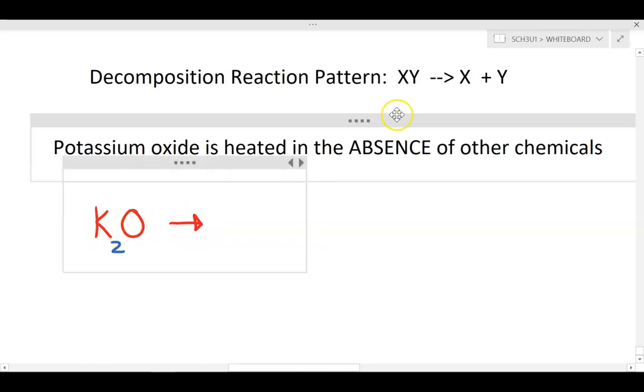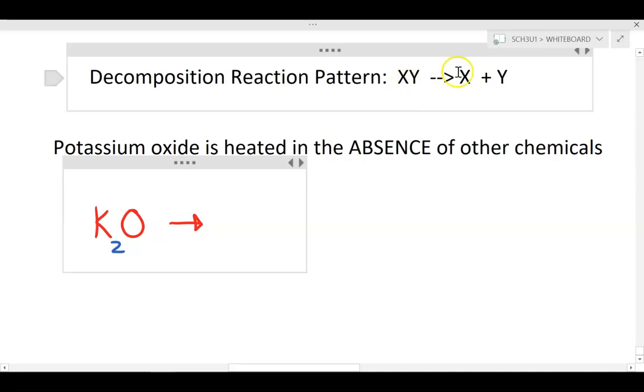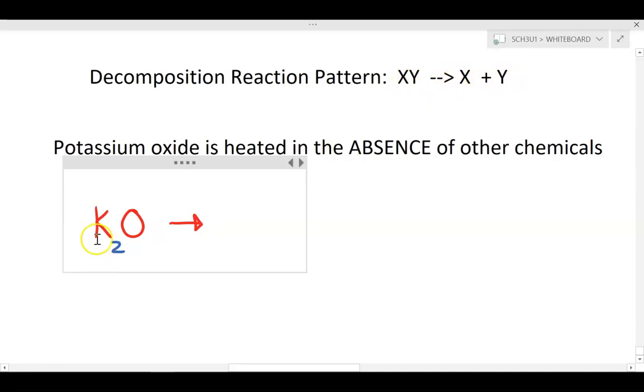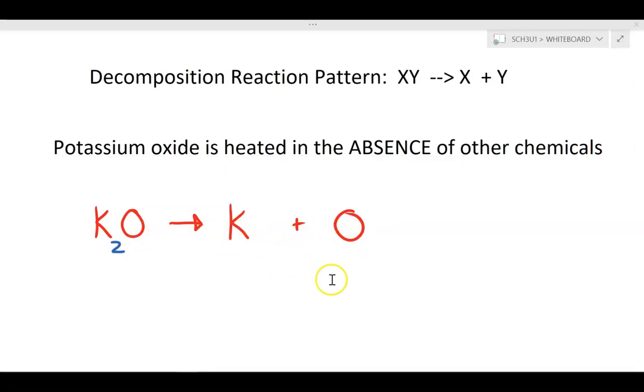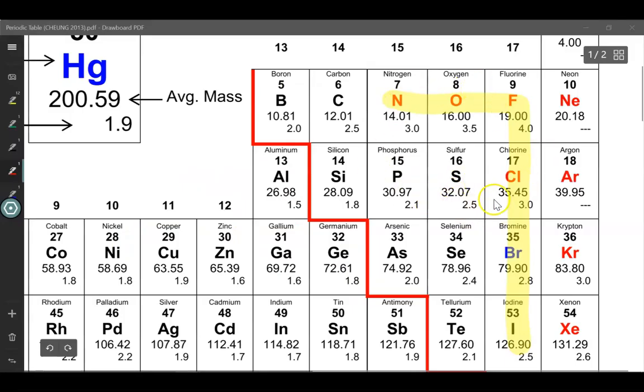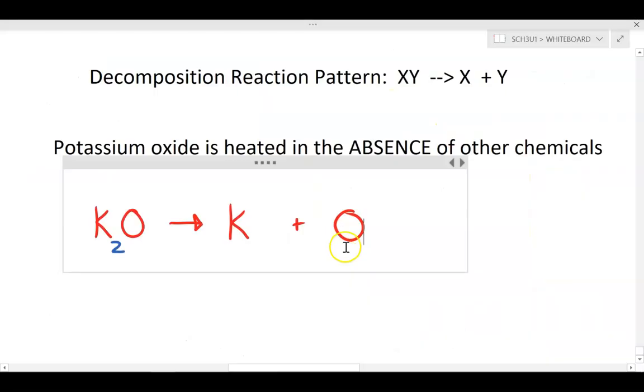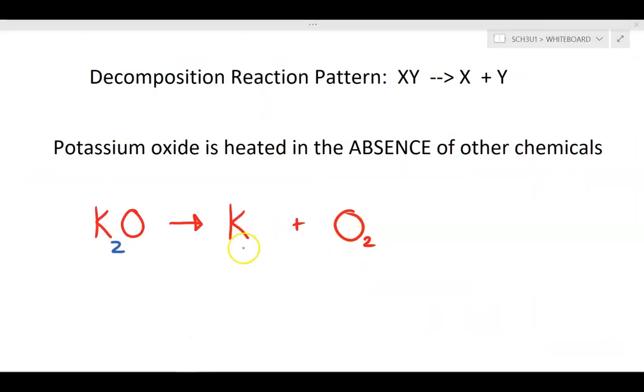I'm going to erase my rough work at the top, and let's see what the pattern shows. K2O is the XY. It's going to break up into X and Y. Well, this is X, this is Y, leaving me with a K and an O separated. But what's wrong with this picture? I'm hoping that I've drilled this into your heads by now. Oxygen is diatomic, so don't leave it by itself, put a 2 there. Potassium is not diatomic, so I can leave it alone. And now we've got the skeleton equation.